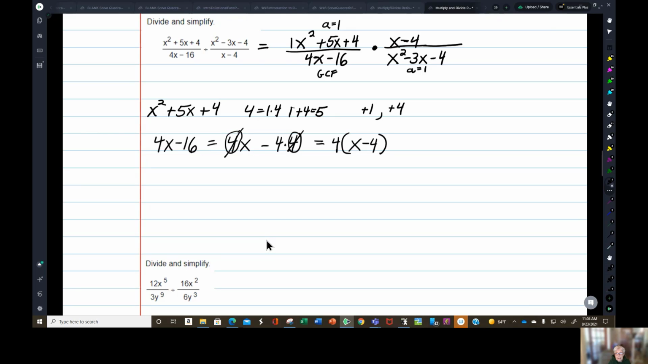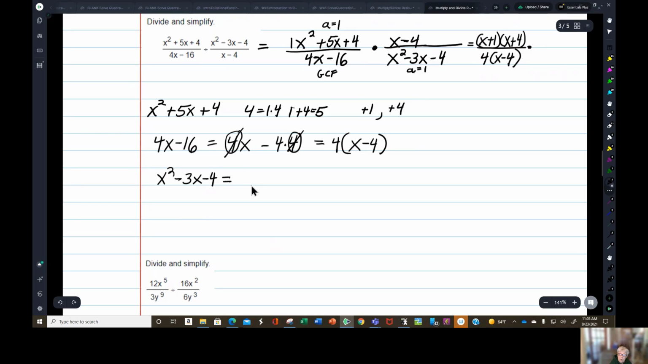I really should be doing this as I go along. That would be better. x plus 1 times x plus 4 over 4 times x minus 4. Okay, and then I'll put a times there. And now x squared, well, still x squared minus 3x minus 4.